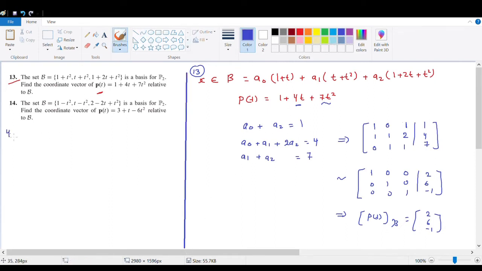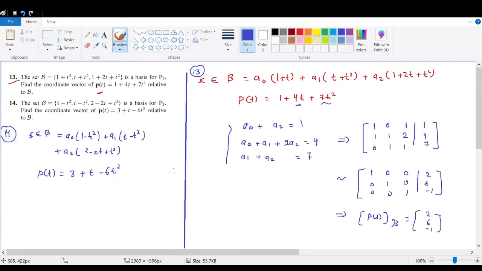So for 14, for any x in B, it can be represented as a0 multiplied by 1 minus t square plus a1 multiplied by t minus t square plus a2 multiplied by 2 minus 2t plus t square. It is given that our bt is equal to 3 plus t minus 6t square. So now we can build a system.